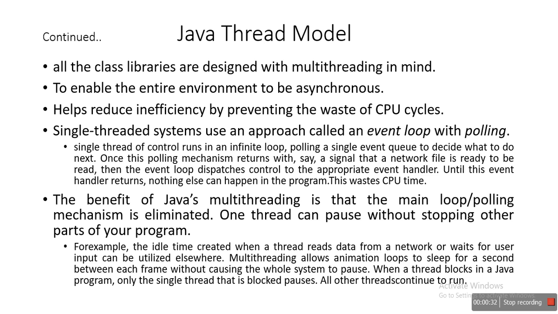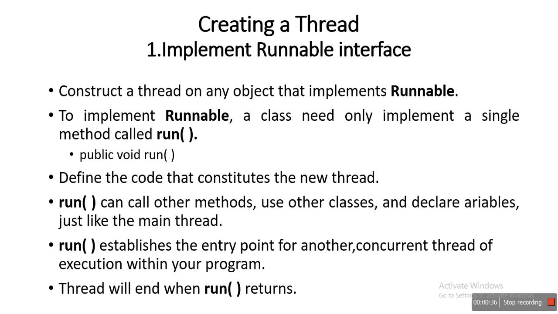the Java thread model. Okay, we'll discuss the next point, creating a thread. How to create a thread? There are two ways of creating a thread. The first one is we implement the Runnable interface, and the second one is we extend the Thread class. We create a thread by using these two ways: by implementing the Runnable interface, and by extending the Thread class.